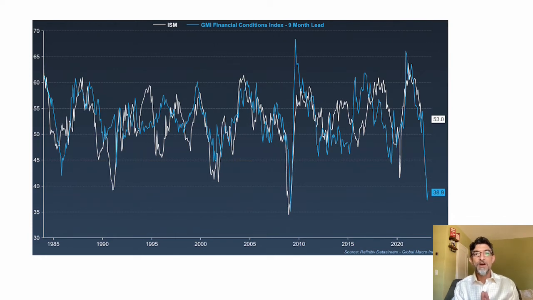Now, what Raoul Pal does here is show what the ISM index would be based on financial conditions. Right now, the ISM PMI, the Purchasing Managers Index, is pretty high. It was in the 50s, around 55, which is a pretty good number, and it recently declined to 53. But he thinks it's going to plunge to around 35, 38, something like that. You know, this is not an exact science.